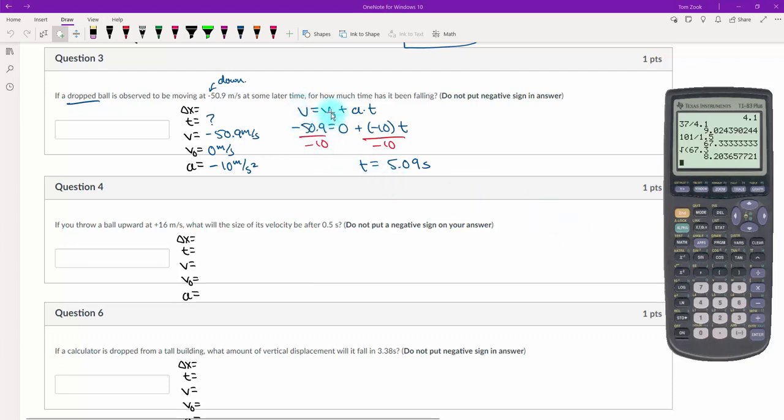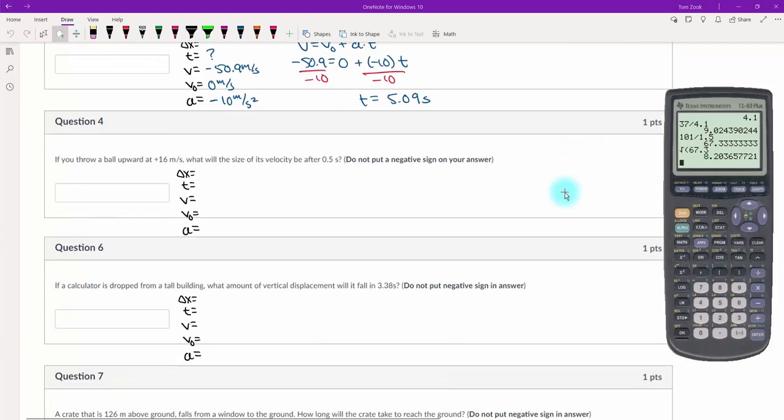So we put in the final velocity, initial velocity 0, a is negative 10. Remembering, we don't add the negative 10 to the other side, we divide by it because it's multiplied to the t. That's why I recommend putting the parentheses. And if we divide that, the negatives cancel out. 50.9 divided by 10 would be 5.09.